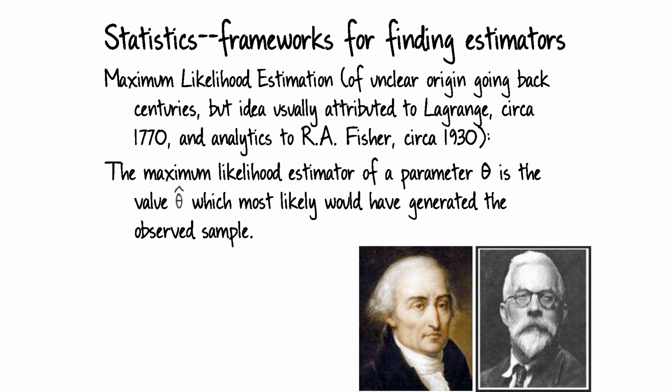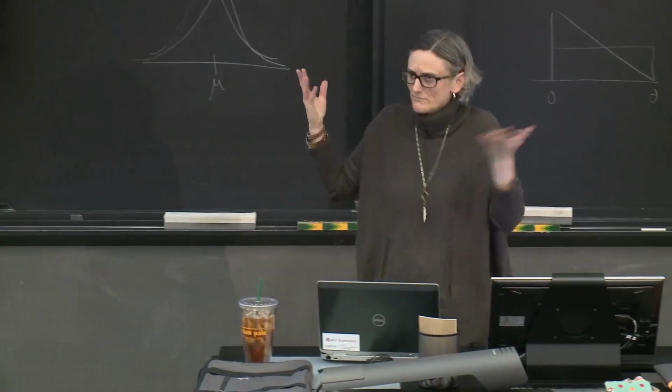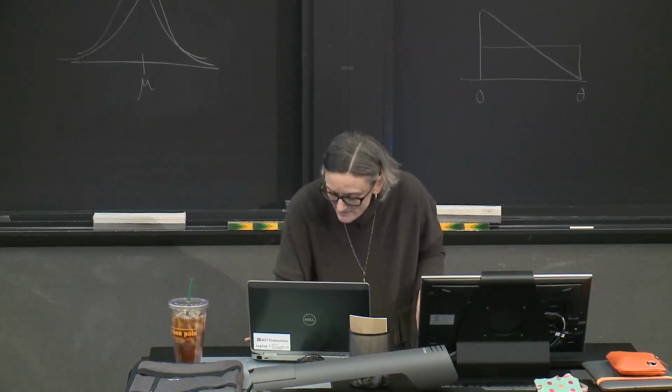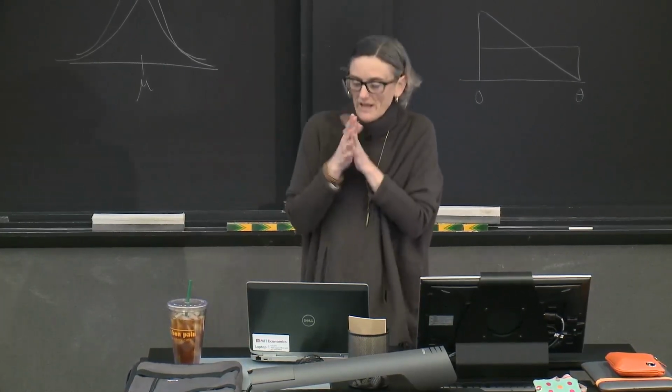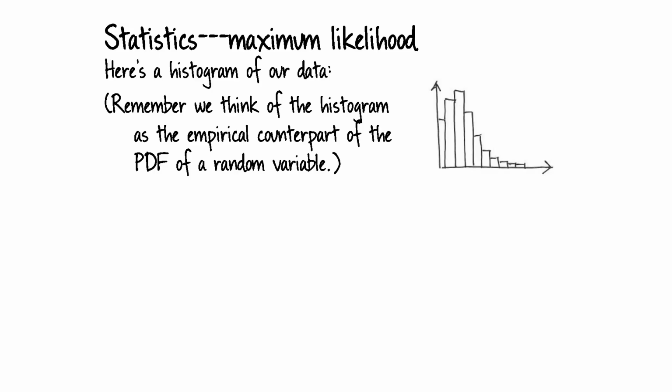Okay, so what is a maximum likelihood estimator? Well, it's the value theta hat which most likely would have generated the observed sample. Okay, that's why it's called maximum likelihood. So what exactly does this mean? How do we find it? Okay, so let's think of it this way. This is just motivation. This is not in fact how you find a maximum likelihood estimator, but this is going to serve as motivation.